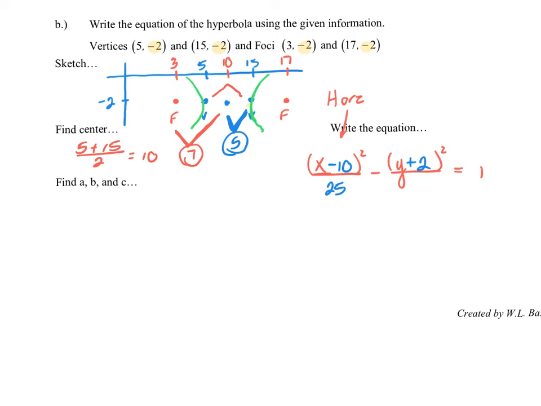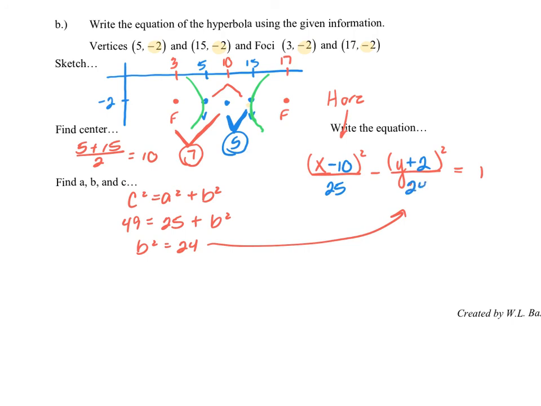So now I'm going to remember that I've got C squared equals A squared plus B squared. C is the distance to the foci, so I'm going to fill in a 49. 5 is the distance to the vertices, so I'm going to put a 25 there, plus B squared. I subtract that 25, and I get B squared equals 24, and that will then go under the y. Remember, it doesn't matter whether it's bigger or smaller for the hyperbola. And that is our equation from characteristics.